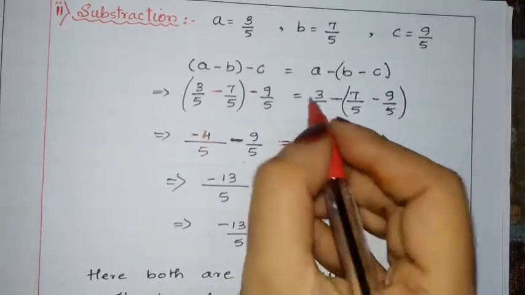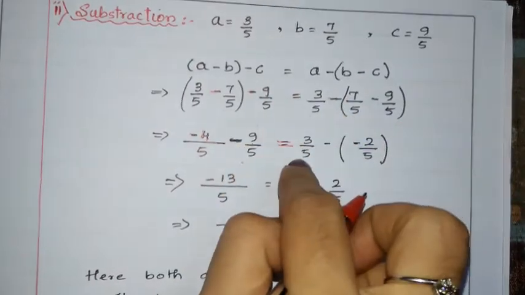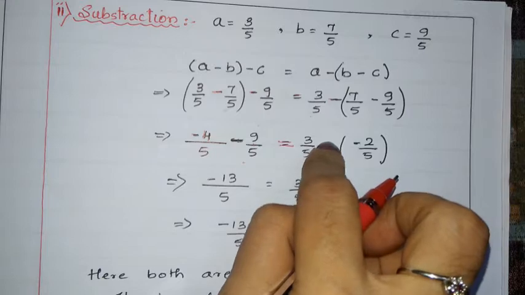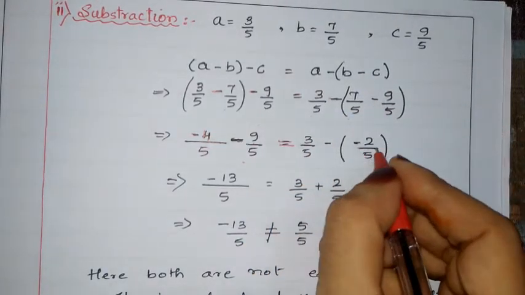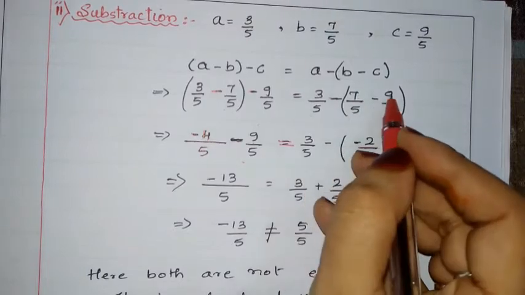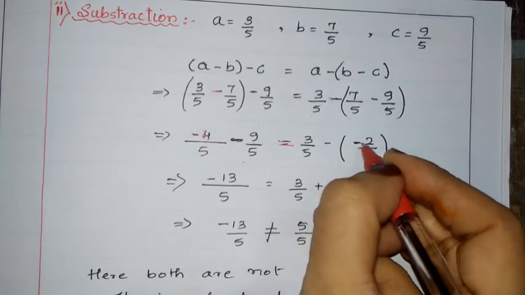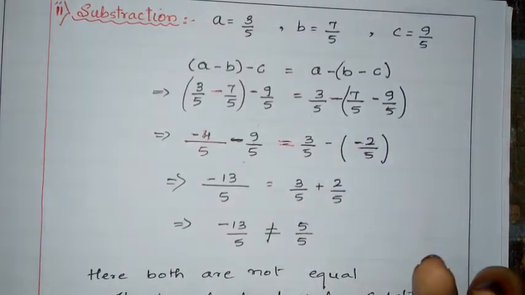Equal to sign as it is, 3 by 5 as it is, minus sign as it is, denominator, let us open the bracket. Denominator is same, 5. 7 minus 9, minus 2, because the greater number is minus.